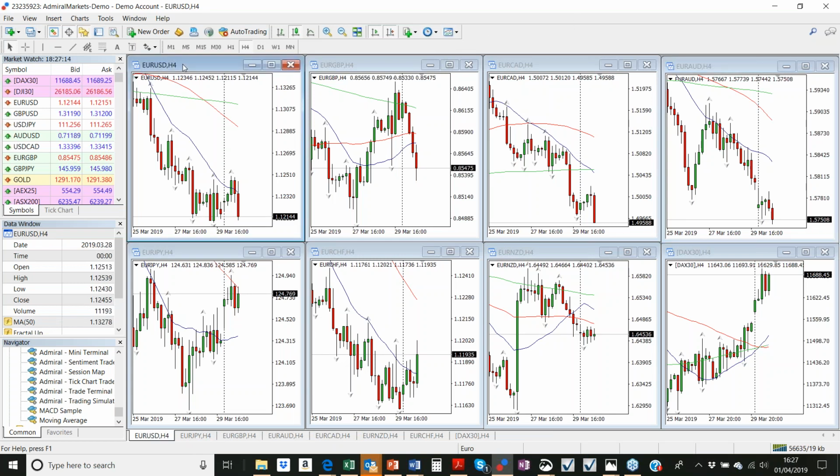Once again, I've got on the top left euro against the dollar, euro against the sterling, euro against the Canadian dollar, euro against the Aussie dollar, euro against the yen, euro against the Swiss franc, euro against the Kiwi dollar, and finally the DAX 30. The DAX 30 is the German index, and it's the biggest index in the eurozone. So it's a good reflector of the ebb and flows of eurozone movements.